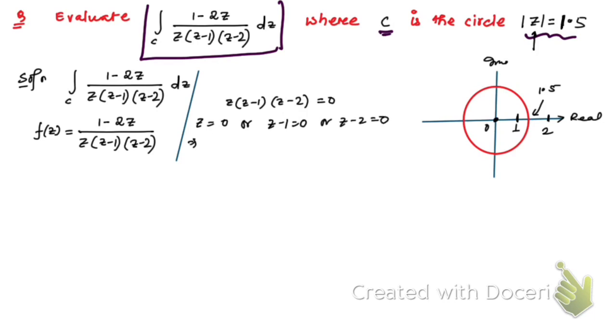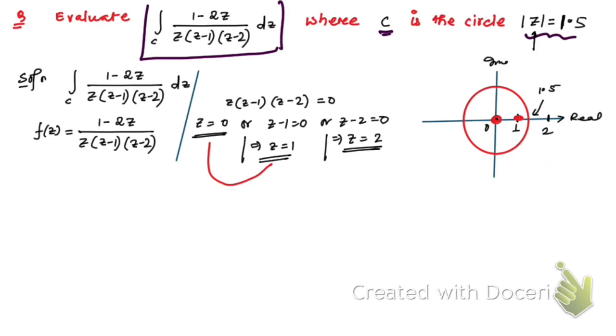So z equal to 0 remains z is equal to 0. From z minus 1 is equal to 0, we're going to have z is equal to 1, and from the last one we're going to have z is equal to 2, right? So here you can see z is equal to 0 and z is equal to 1, these two are within the circle, and z is equal to 2 is outside the circle.